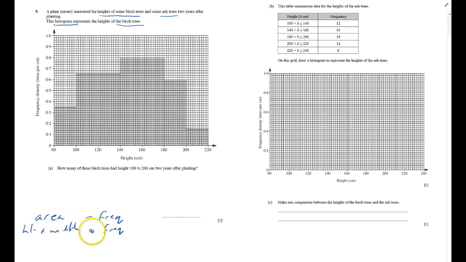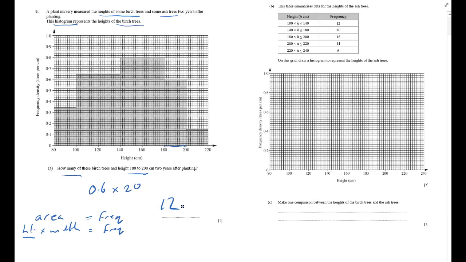Okay, and it now says how many of these trees had a height between 180 to 200. So 180 to 200, that bit's there. So the width is 20, and I have to do whatever the height is. So this height goes all the way across there, and that's 0.6. So 0.6 times 20, which is 12. Okay, so that's how many trees.